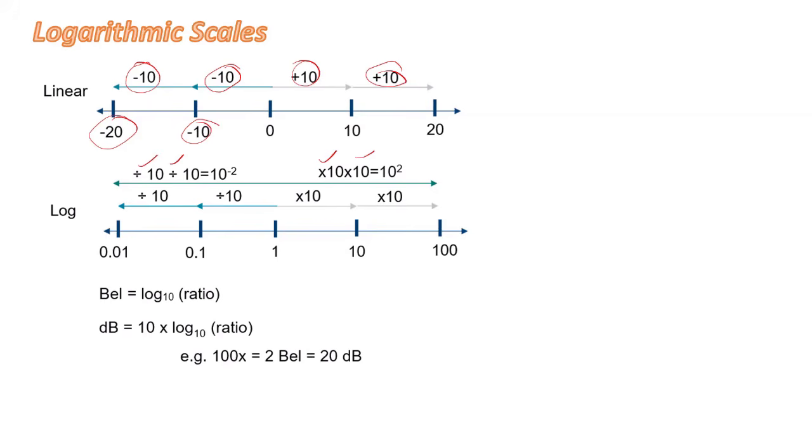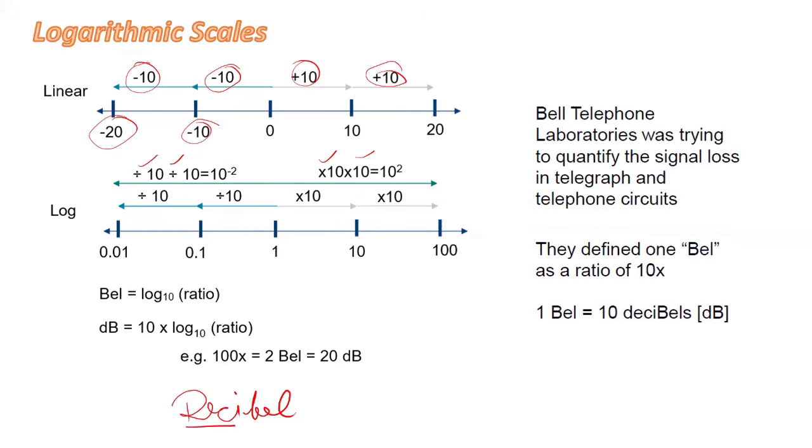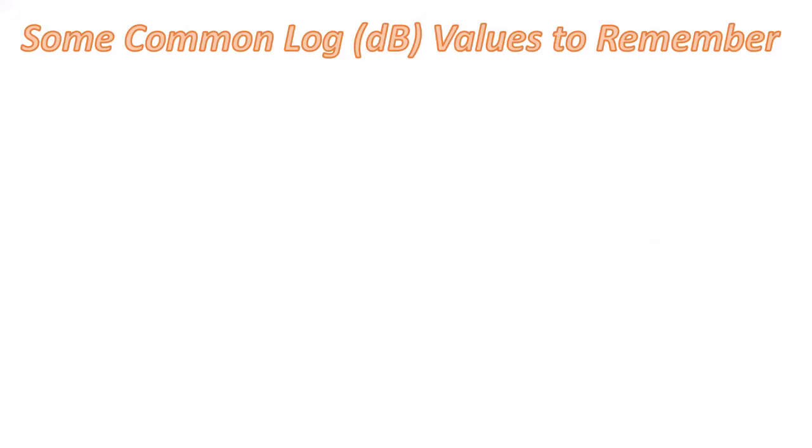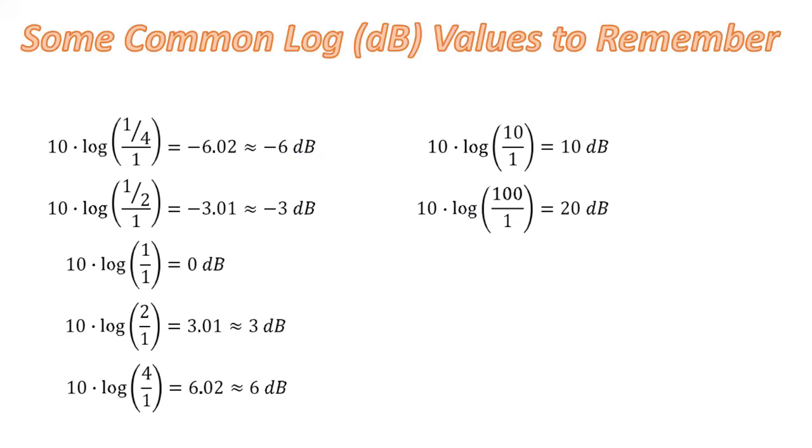And for that, we have a term called decibel. Why is it called decibel? First of all, it was invented by Bell, and deci means 10, right? That's why it's called decibel. Bell Telephone Laboratories was trying to quantify the signal loss in telegraph and telephone circuits. They defined 1 bel as a ratio of 10x. So 10 bel is 10 decibels, right? Let's talk about some common log values to remember. You should know that when you divide 1 by 1, the value will be 0 decibel.